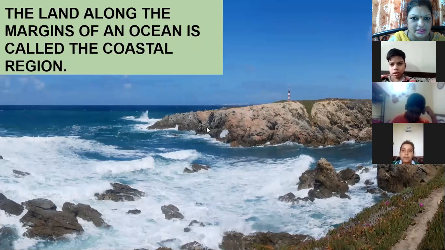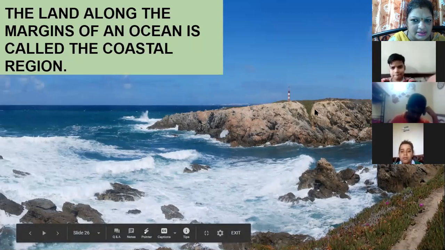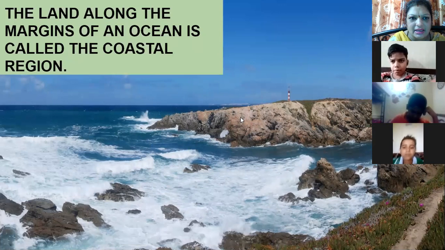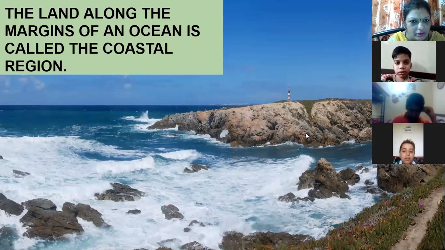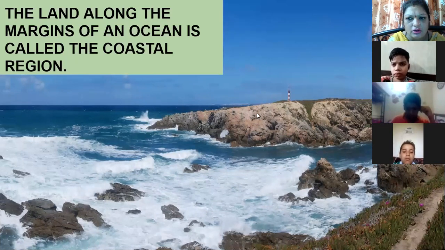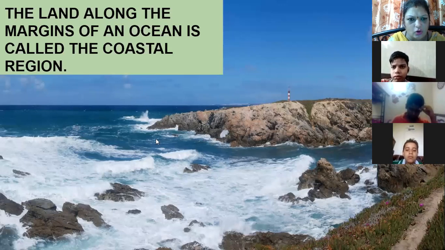Now, here you can see the land near the margins of an ocean. This is your ocean and this is the land. The land which is close to the ocean, margin means the border. So the land along the margins of the ocean, what is it called? This land which is close to the ocean or close to the sea, or close to the water body, is called the coastal region. And Mumbai is one of the coastal regions.